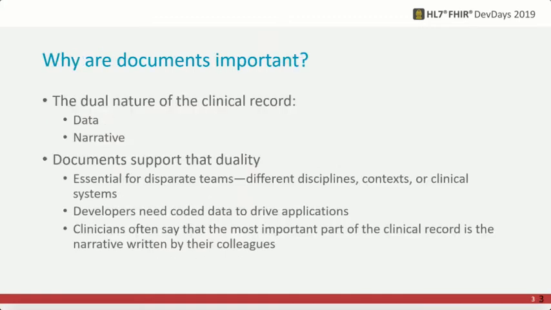So why are documents important? Well, as you might have gathered, there's a dual aspect of the clinical record. There's the data, which drives applications and processing and clinical decision support and things like that. And then there's the narrative, which again are those words that you're going to be explaining from human to human. And that duality is key for when you've got systems that are spread across different disciplines and different levels of technical sophistication, and having the ability to mix those in a single format is really important.